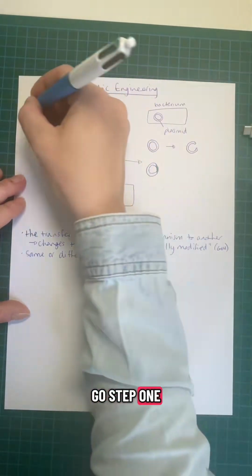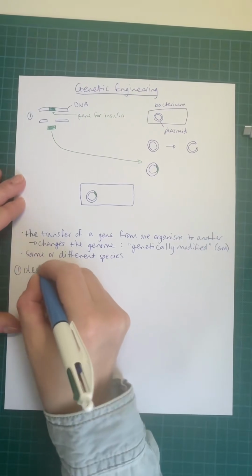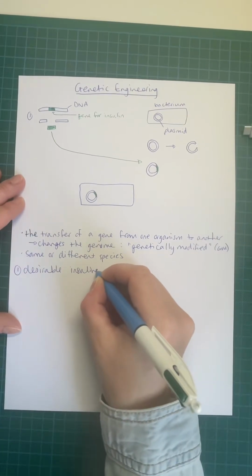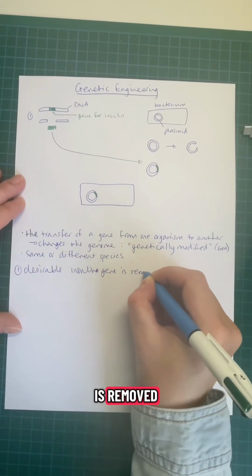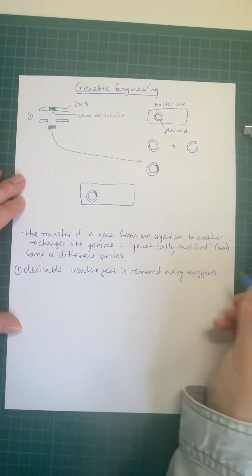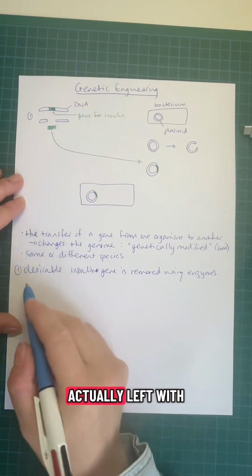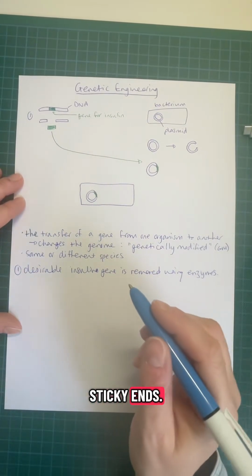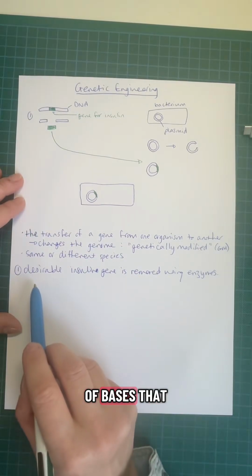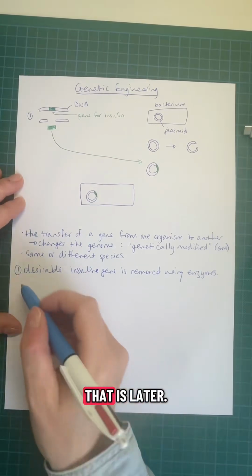So we're going to go step one up here. So step one, the desirable insulin gene is removed using enzymes. And when that is done, the gene is actually left with what we call sticky ends. And those sticky ends are a short sequence of bases that are left exposed, so not double-stranded. I'll explain why that is later.